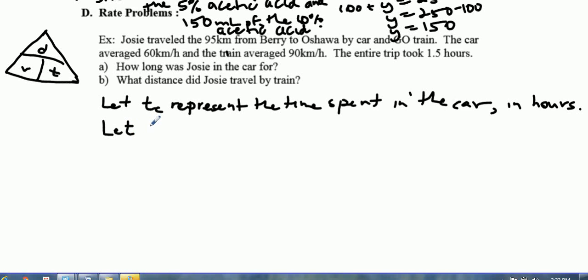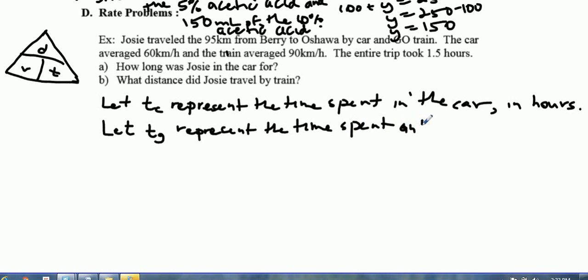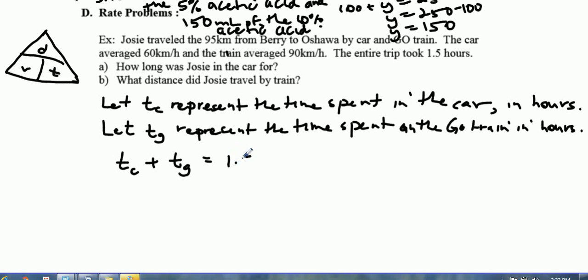And then let TG, let's call it, represent the time spent on the GO train in hours again. Okay. So the first equation that I can make using these variables would be the total time of the trip. If I add those two times that were spent on each mode of transportation, it's going to be 1.5. So there's my first equation.